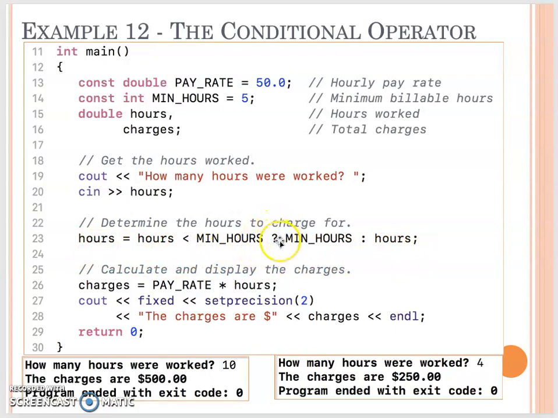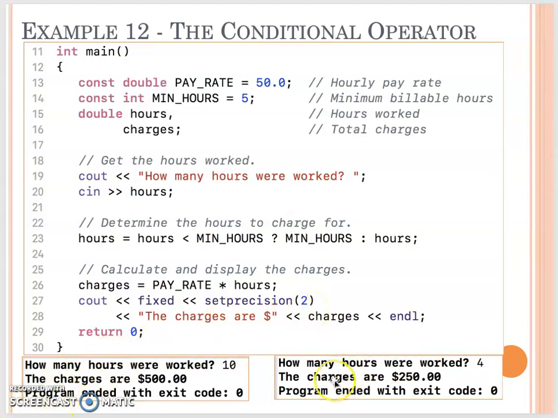Again, with the conditional operator, we check the expression here. If the logical expression is true, we take the first value. If this one is false, we take the second one. So if your hours are less than the minimum hours, I will charge by the minimum hours. Otherwise, don't change. Afterward, we can calculate the pay rate times the hours, and then we display the charge with 2 decimal places.